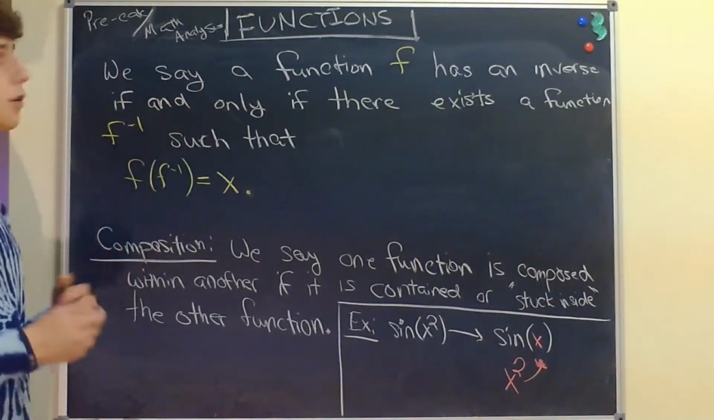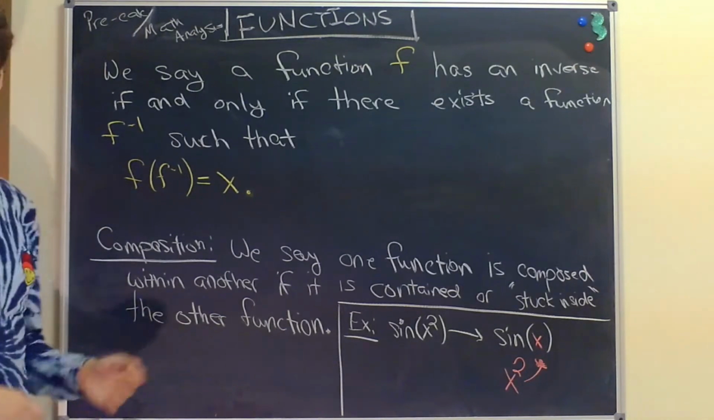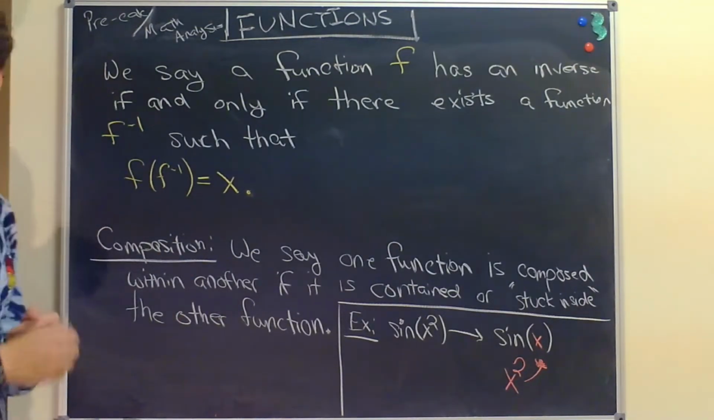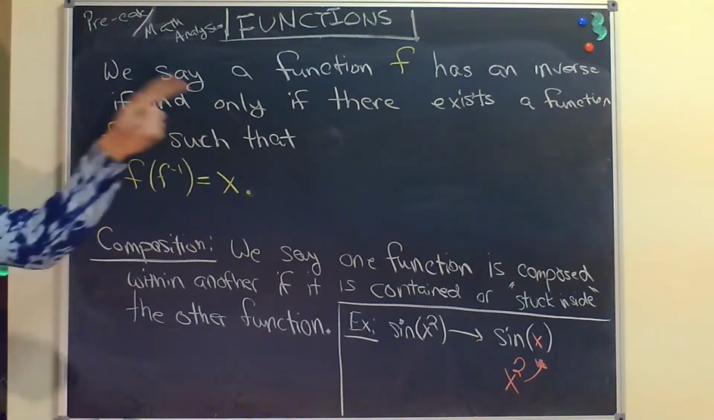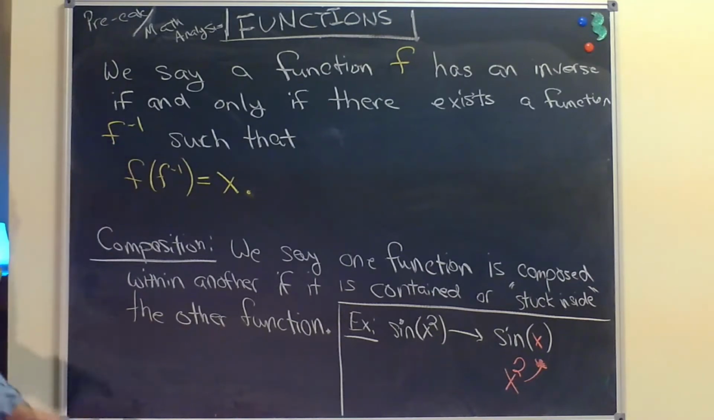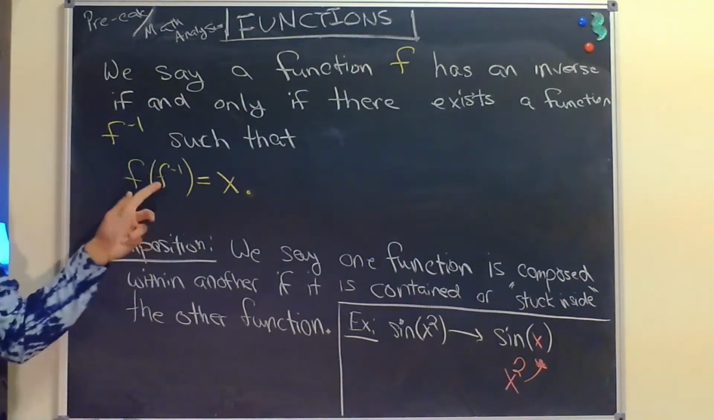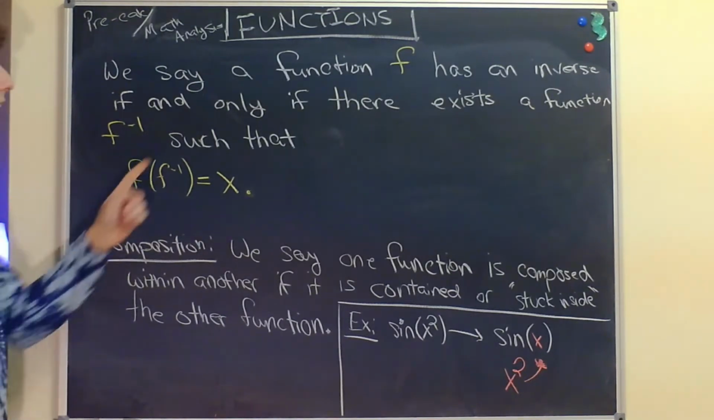This is the third in a series of videos that I'm making for a pre-calculus / math analysis type class, and we're still talking about functions. Here we have the definition of an inverse function, and we say that a function f has an inverse if and only if there exists a function f negative 1 such that f composed with f negative 1 equals x. And we call this f negative 1 f's inverse.